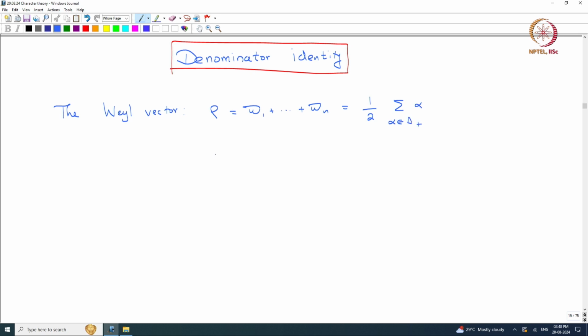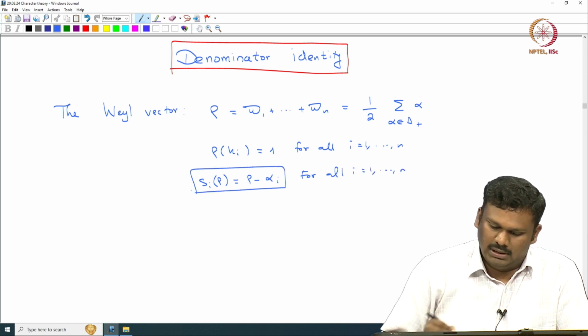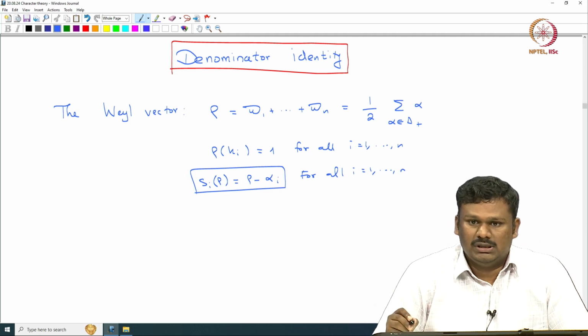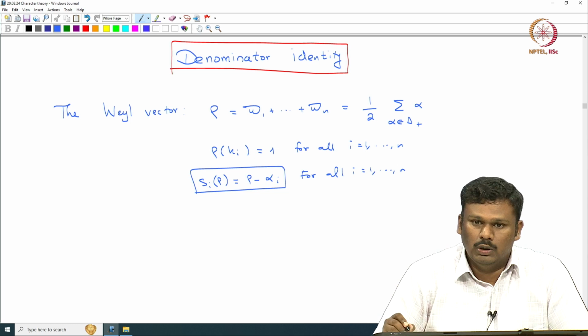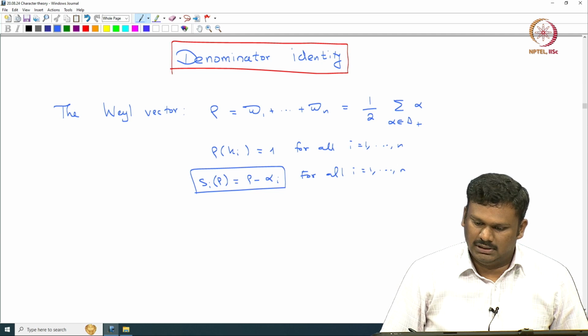So in particular we have the following observation. Omega of h_i is 1 for all i ranging from 1 to n. In particular s_i of rho is exactly rho minus alpha_i, and this is also true for all i ranging from 1 to n. So this is the most important thing. We will actually use this to compute what will happen to w rho minus rho, which is what is involved in the sum side of the denominator identity.